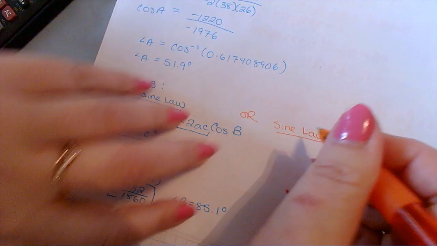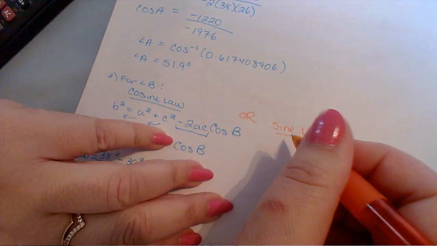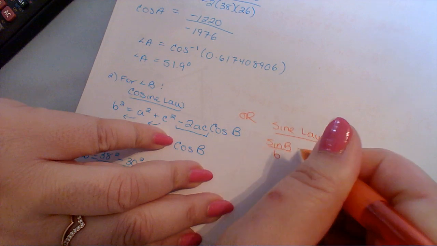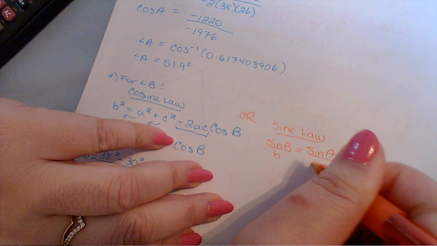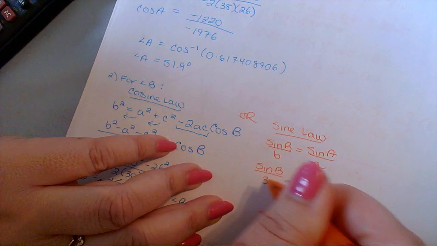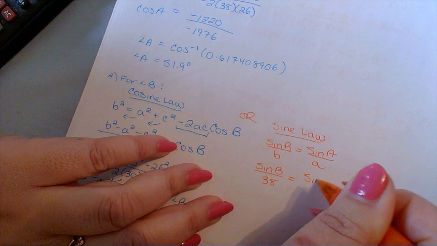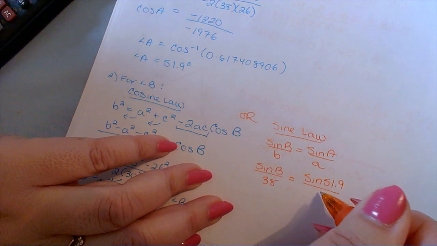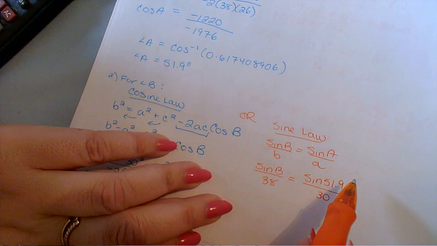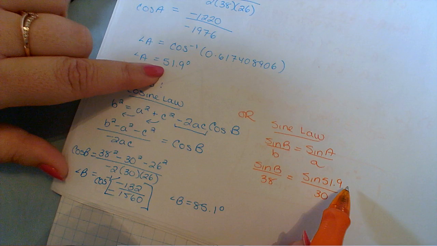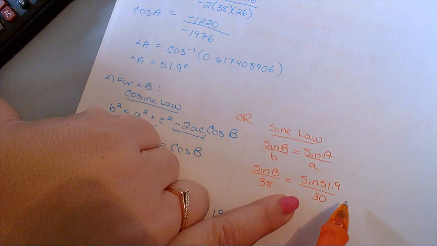And since I'm looking for an angle, angle B, I'm going to put the angles on top. Sine B over little b equals sine A over little a. Angle B is what I'm looking for. Little b was 38. Sine 51.9 over little a was 30. So you're hoping that your 51.9 degrees from your previous answer is correct. Because if this is wrong, then this part is going to be wrong, obviously, because you're carrying it through.